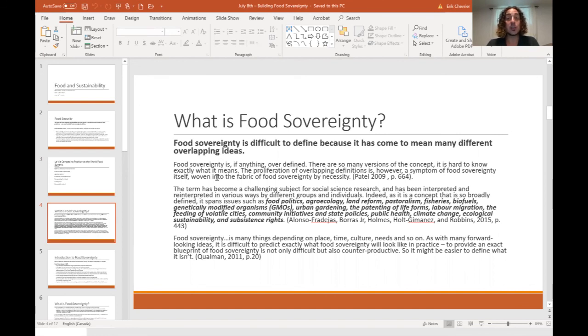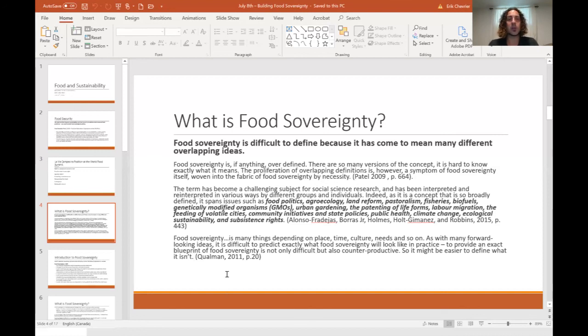So there are overlapping definitions, and different ways of understanding how food sovereignty looks in different parts of the world. Some of the concepts that broadly define it are food politics, agroecology, land reform, pastoralism, fisheries, biofuel, GMOs, urban gardening, patenting of life forms, labor migration, feeding cities, feeding communities, state policies, public health, climate change. All of these things fit into the rubric of food sovereignty, okay? But not one of them necessarily defines food sovereignty on its own.